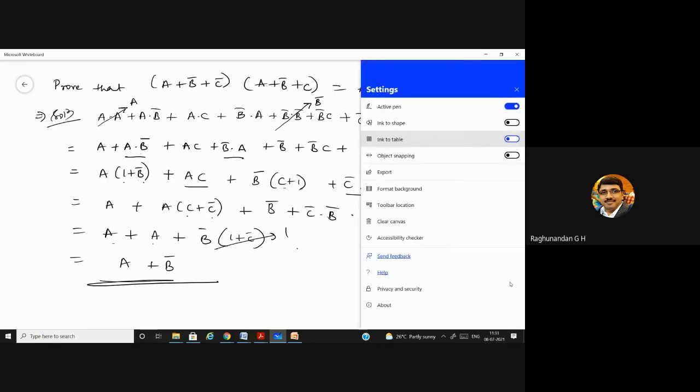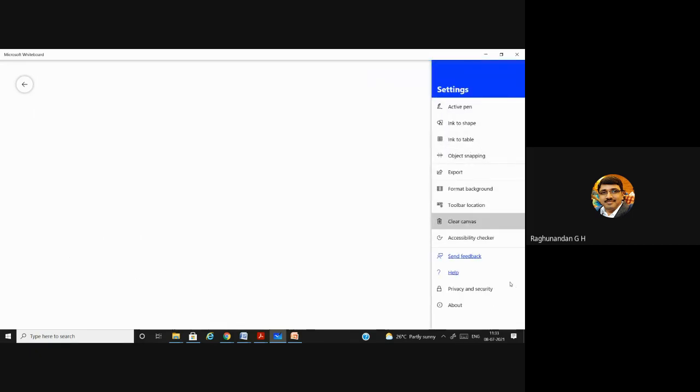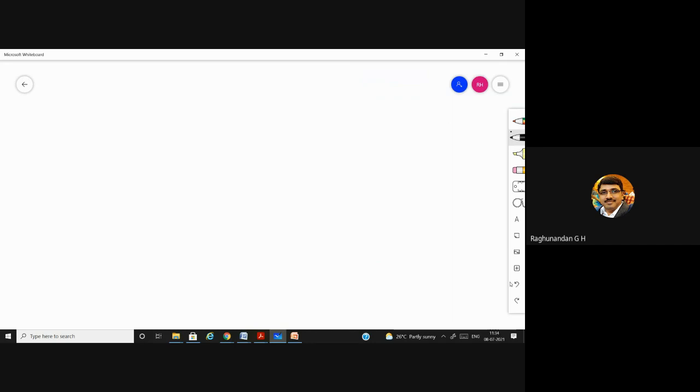Sometimes they will give like this: complement of A plus B plus 1. So what is the complement of this? Complement means we need to take the bar over this. That is equal to A bar into B bar into 1 bar. That is equal to A bar into B bar into 0. Right? That is, the answer will be 0.